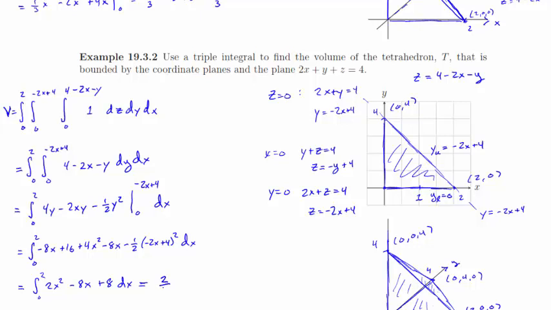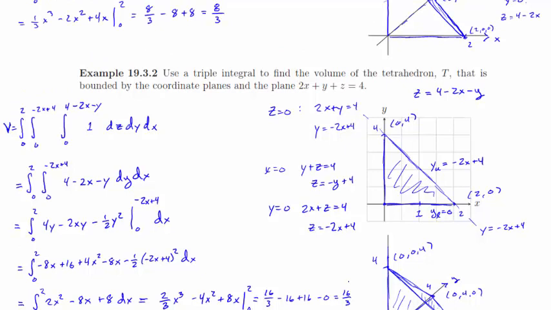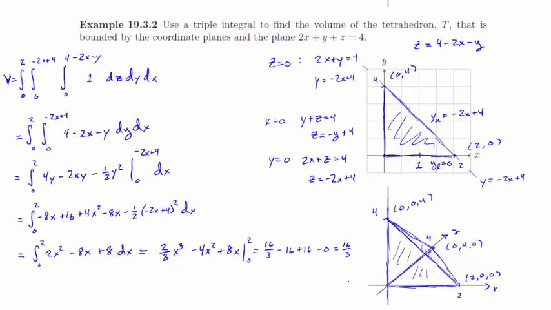Let's take a look. 2/3 x cubed minus 4x squared plus 8x evaluated from 0 to 2. This is going to give me 8 times 2 is 16/3 minus 4 times 4 is 16, plus 16, and then minus 0, and this does equal 16/3, which is exactly double what we had before. Alright, so we just doubled one of the dimensions. Okay, that does make sense as I'm saying it out loud now.